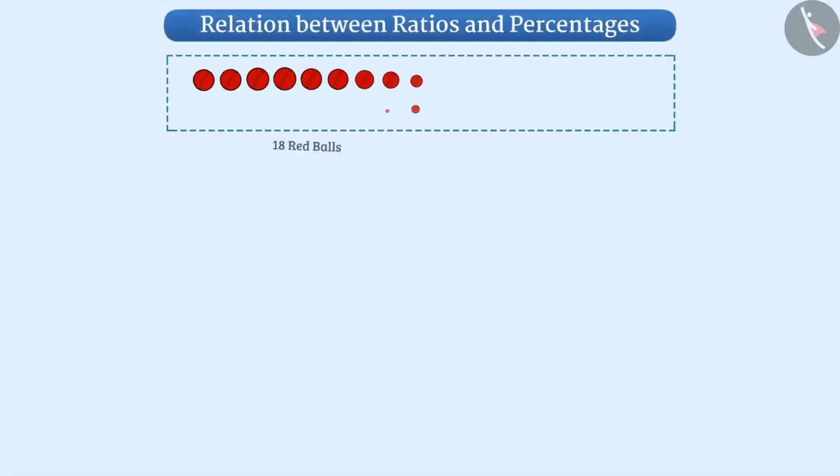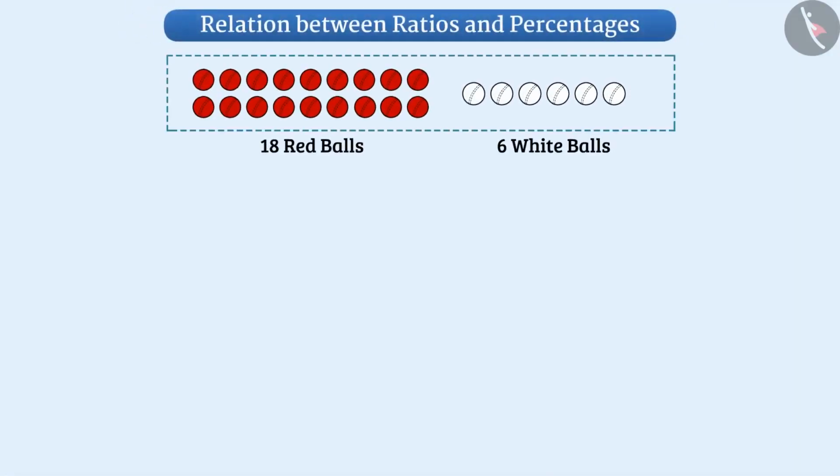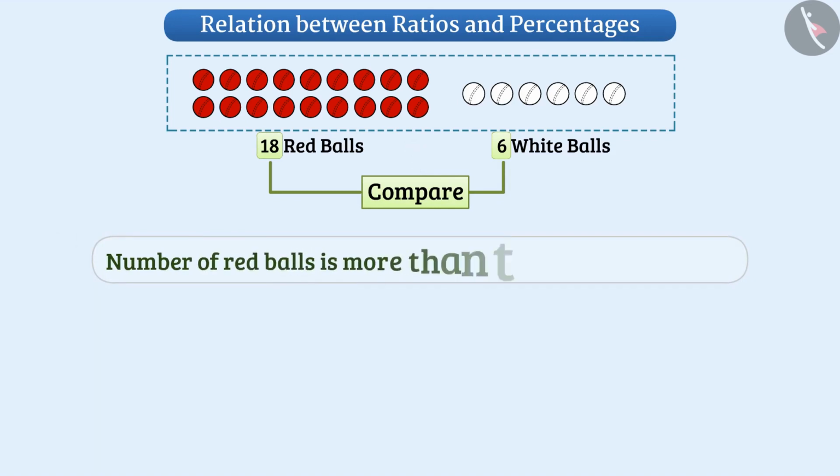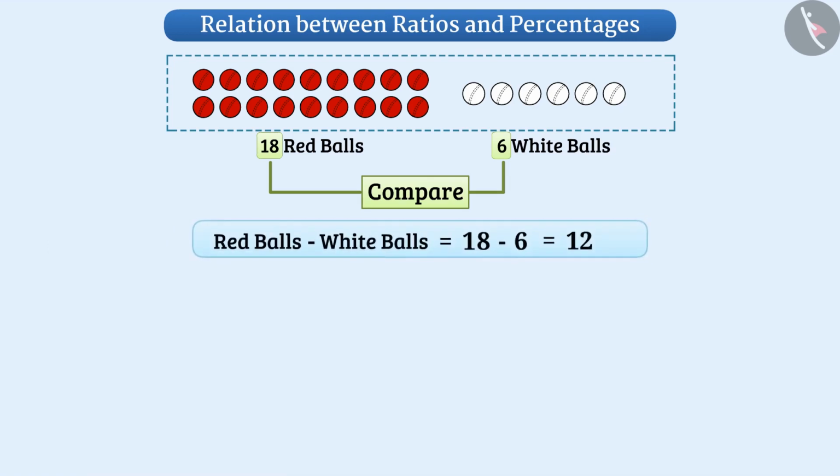This box contains 18 red balls and 6 white balls. If you are asked to compare their numbers, how would you do it? To compare these, we can say that the number of red balls is more than the number of white balls. But such statements do not give us a sense of numbers. Here, the number of red balls is 18 minus 6 is equal to 12 more than the number of white balls.